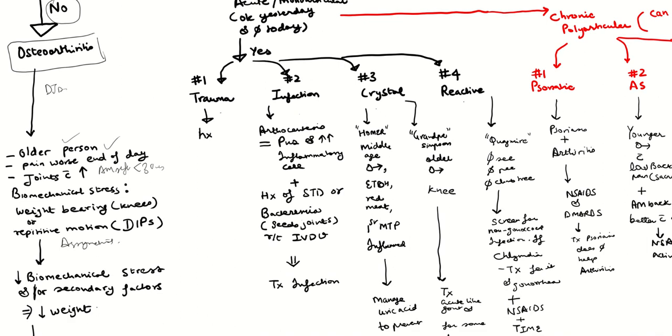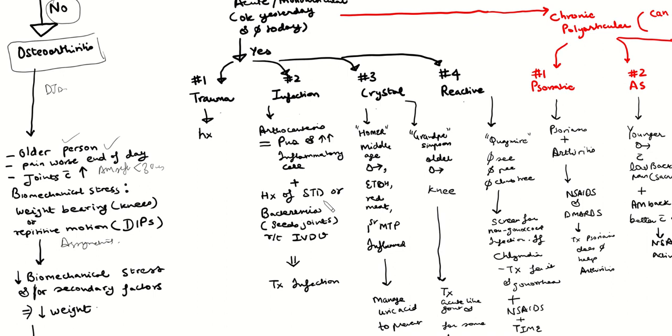So again, trauma will give you a history of trauma. Infection would generally be indicated by arthrocentesis, with pus coming out. Okay, there's going to be a history of STD or bacteremia, IV drug use, which may cause bacteremia or other things that cause bacteremia. And we treat the infection. If it's gonorrhea, we treat the gonorrhea in the joint. If it's Staph aureus, we treat the Staph aureus. Okay, so that's infection. Acute monoarticular, history of trauma, we get trauma.